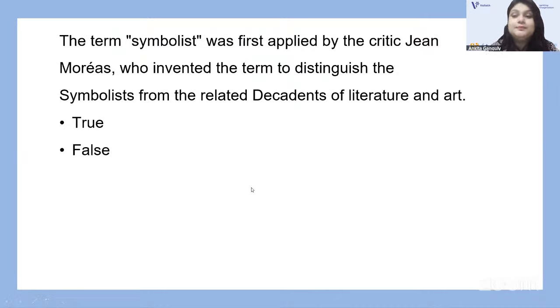The term symbolist was first applied by the critic Jean Moret, who invented the term to distinguish the symbolists from the related decadence of literature and art. Is it true or false? Tell me.